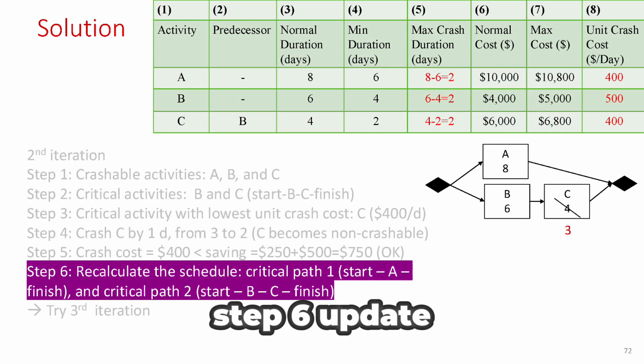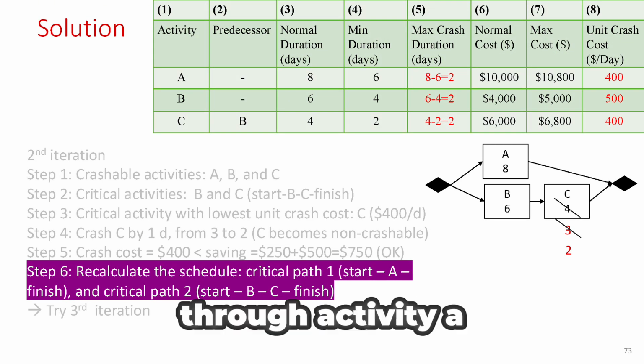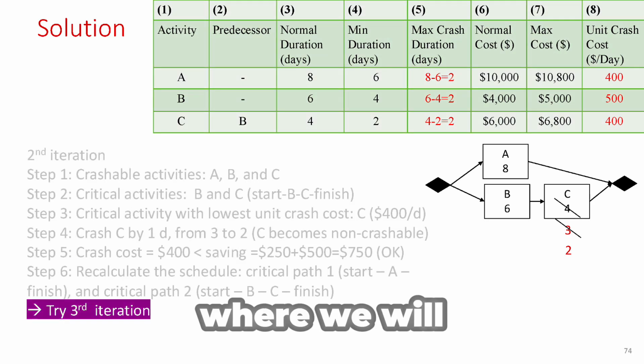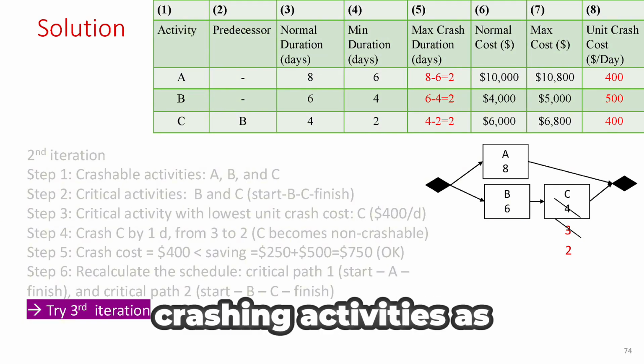Step 6, update the schedule. We can find that the path through activity A is now a critical path, as it has the same duration as the path through B and C, both of which have a total duration of 8 days. Now we do the third iteration, where we will continue evaluating and crashing activities as needed.